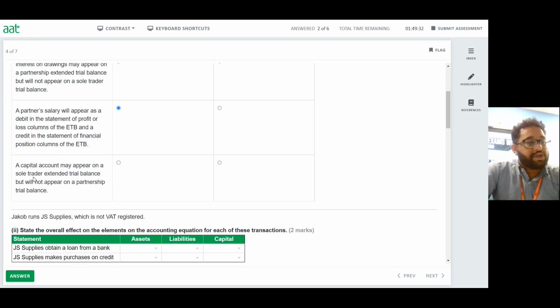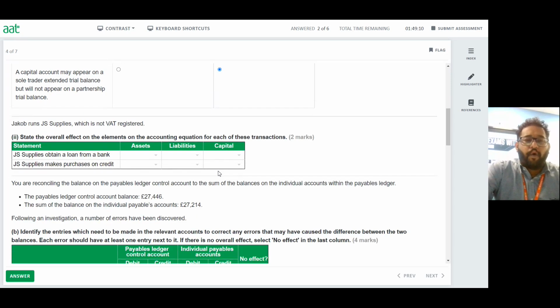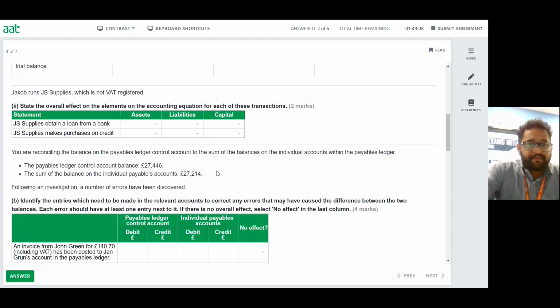Capital account may appear on the sole trader extended trial balance, but will not appear on the partnership trial balance. That is wrong, because on the partnership extended trial balance, you will have capital and current accounts. So you cannot say we only have the current account or the capital account, because it will be both there. For the sole trader, you only need the capital account because a current account serves no purpose there. So that is a false statement.